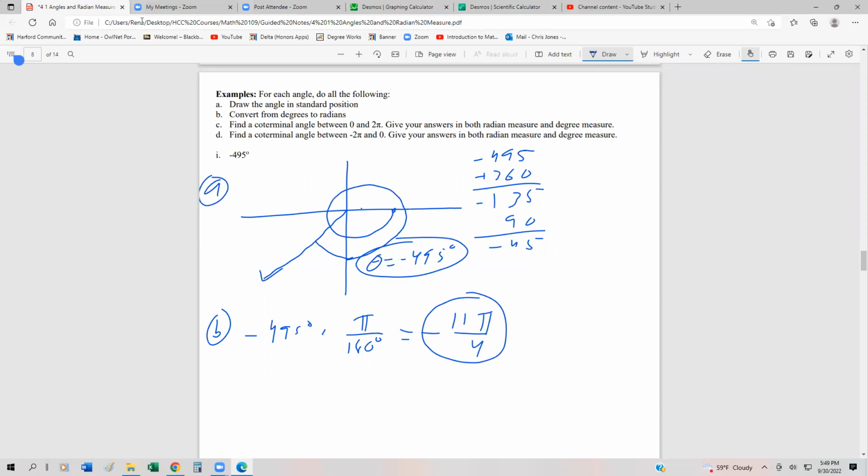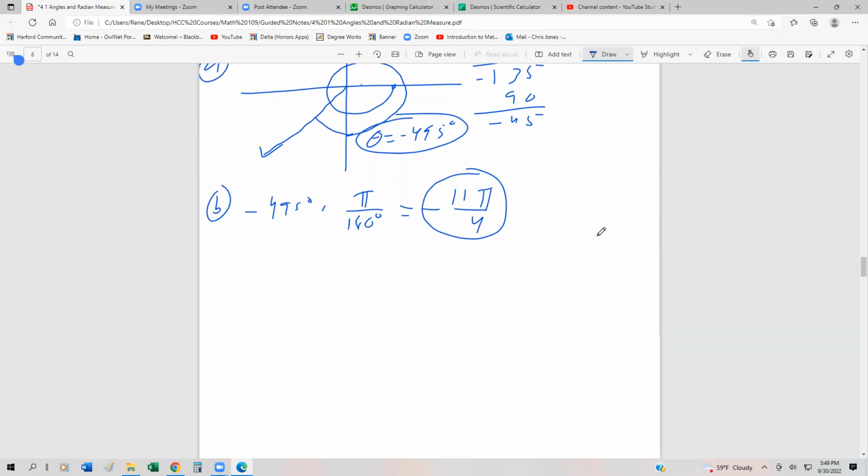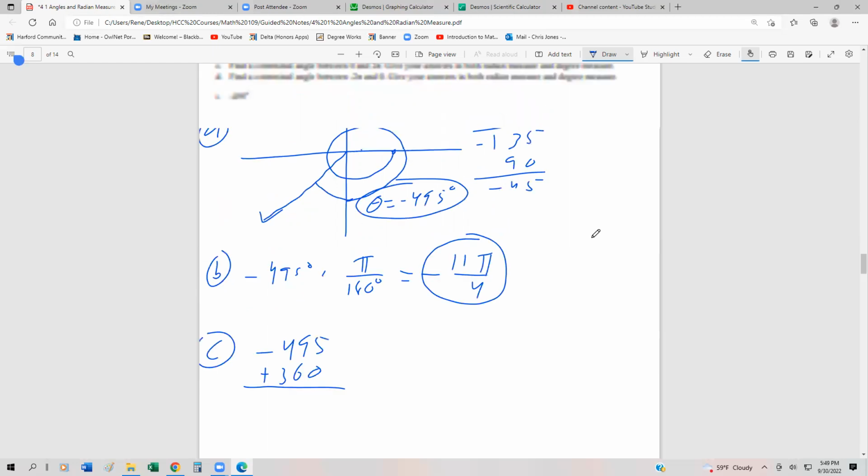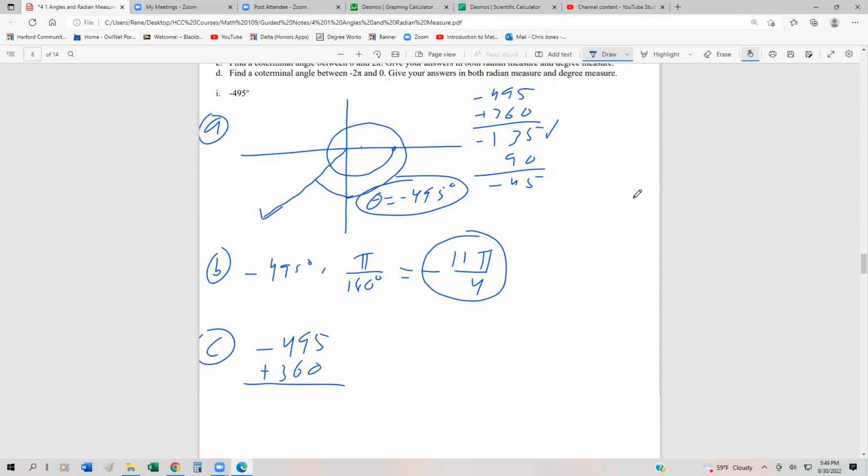It just says to convert it to radians. When we get our coterminal angle, that's going to help us. The next thing we want to do is get a coterminal angle between 0 and 2 pi, so basically between 0 and 360. Here's an easy way to do that. Just take your negative 495 and add 360, which we already did right here, and that gives us negative 135.